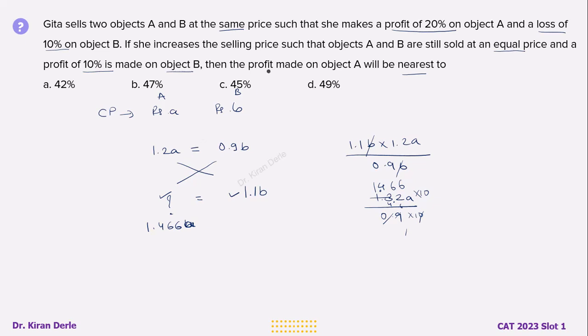Now our question is, what is the profit made on object A? So for object A, the cost price was A rupees, and the selling price is 1.466A, so the profit made would be 47%. It is 47. I hope you're understanding. Rupees 1A is sold for rupees 1.466A, and so the profit percent would be 47%. I hope you understood how easily we could solve this question. Great.